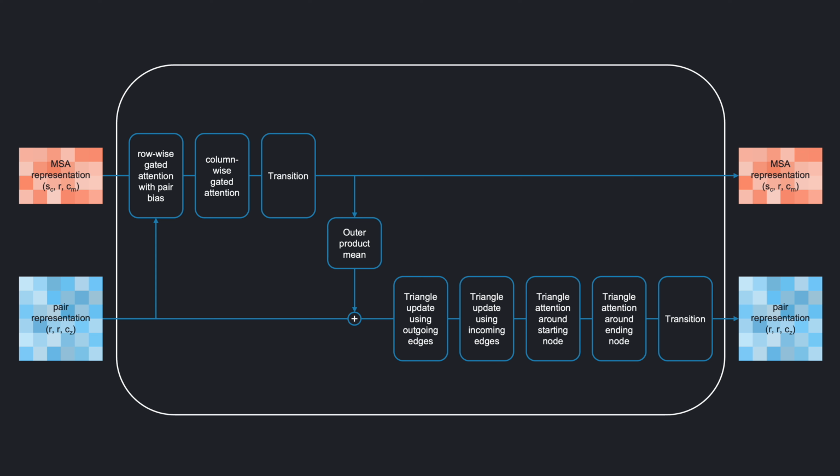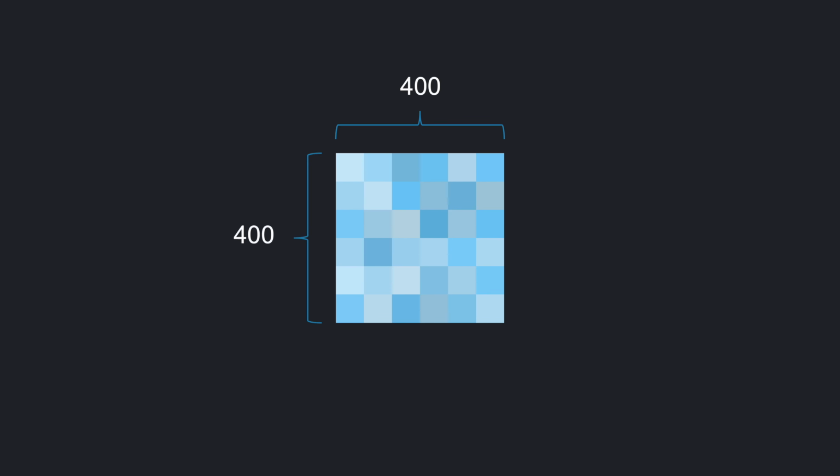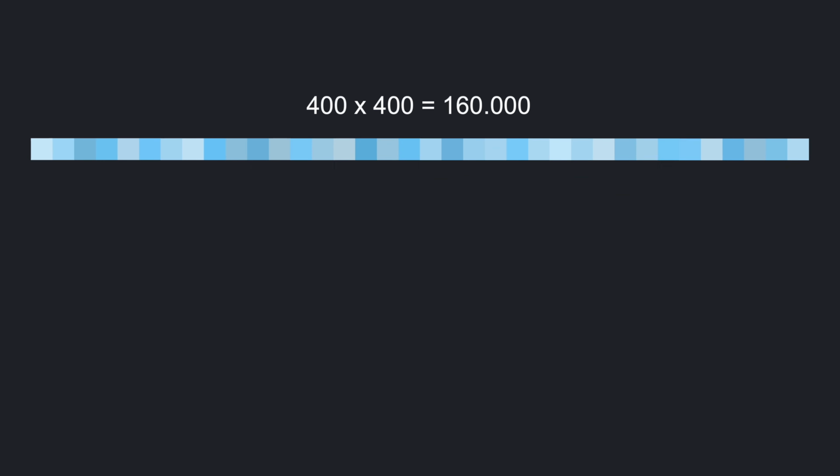It is split up into an MSA stack, the top row, and the pair stack, the bottom row, with two information channels between them. The basic idea of the Evoformer is this. We want to do attention on the inputs, but they are just too big to do a full attention mechanism. Imagine us working with a protein that's 400 residues long. The pair representation would then have 160,000 entries. That's an incredibly big sequence length for attention.